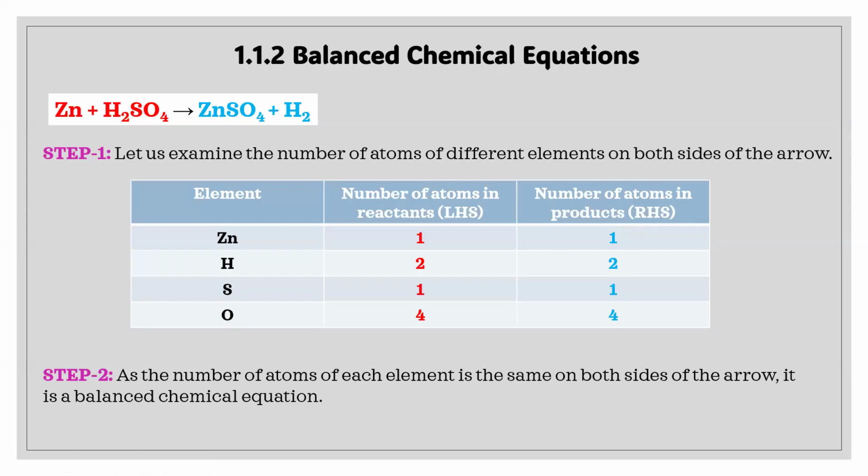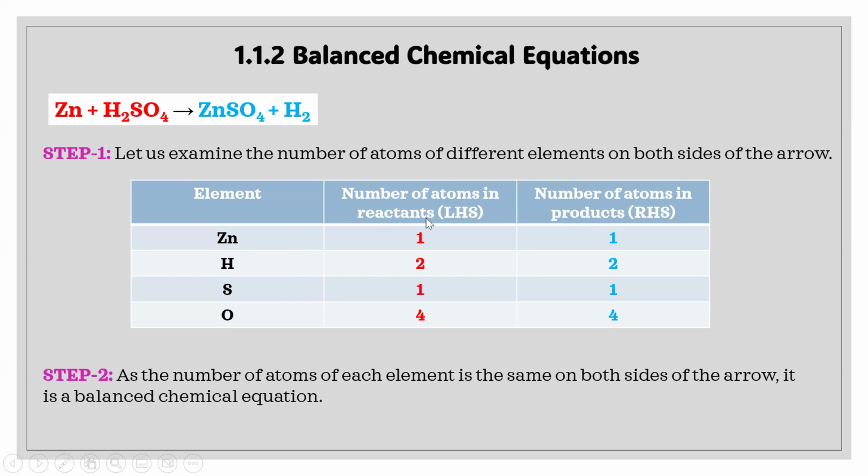Next, we are going to see about balanced chemical equations. Let us take the previous equation. Zinc is reacting with sulfuric acid, and that results in the formation of zinc sulfate plus H2 gas. First, let us examine the number of atoms of different elements on both sides. We have four kinds of element: zinc, hydrogen, sulfur and oxygen. Those four were listed here.